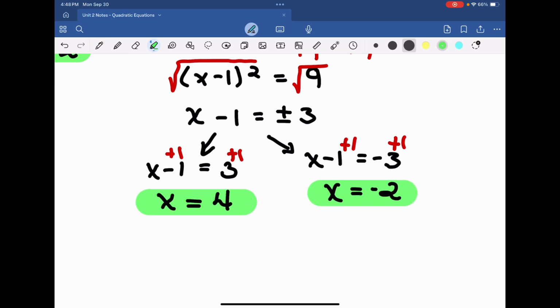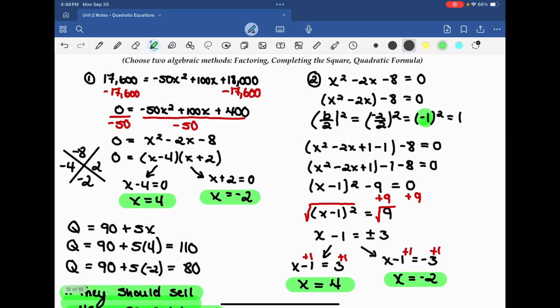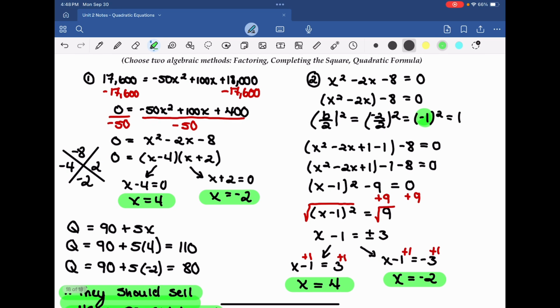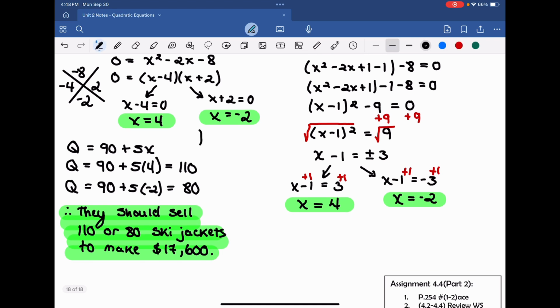Hey, look at that. We get the same x values that we did in the factoring method. So you see that in part 1 and part 2, look at them, they're the same. x equals 4, x equals negative 2, meaning we get not only the same amount of ski jackets from part 1, but we also get the same amount of ski jackets from method number 2.